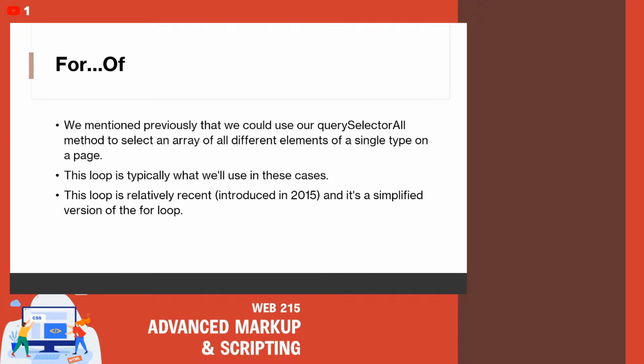Because one of the things that we've talked about is query selector all previously, right? We've been using query selector until this point. But we said that query selector all exists. And one of the things that we said query selector does is it returns the first of a particular type of element. Well, query selector all returns all of a particular type of element. However, one of the issues is that it returns all of a particular type of element as an array.